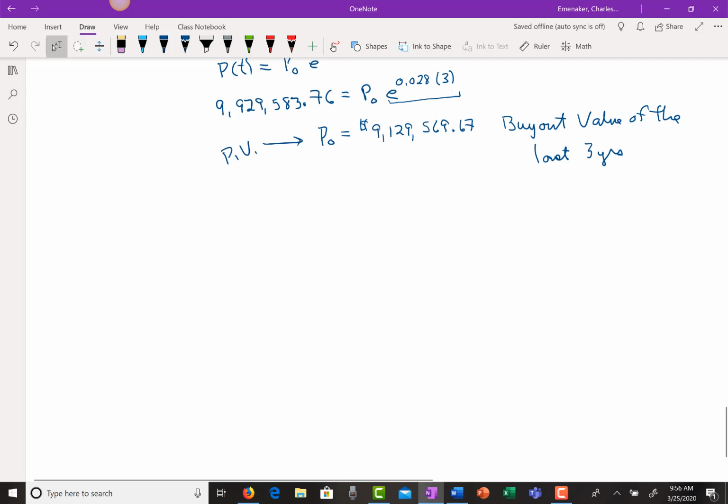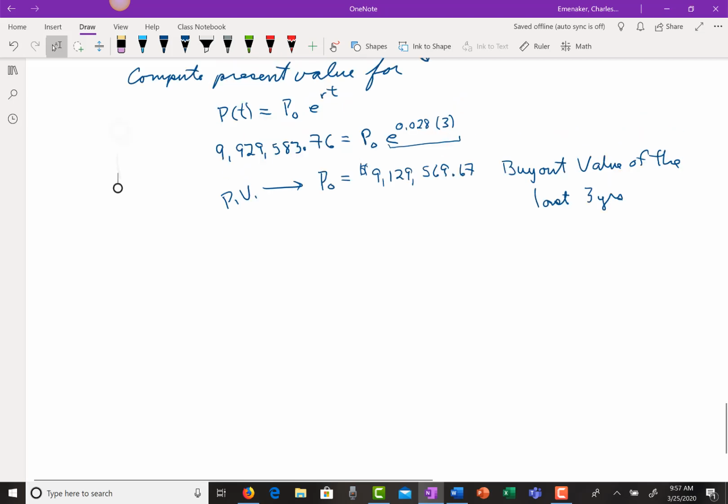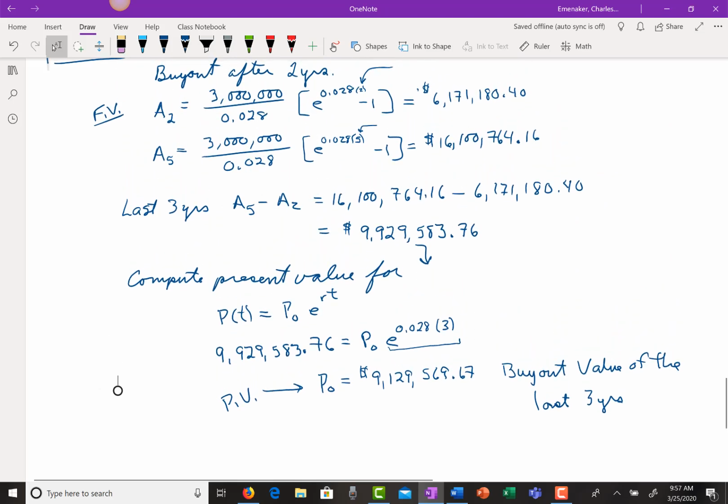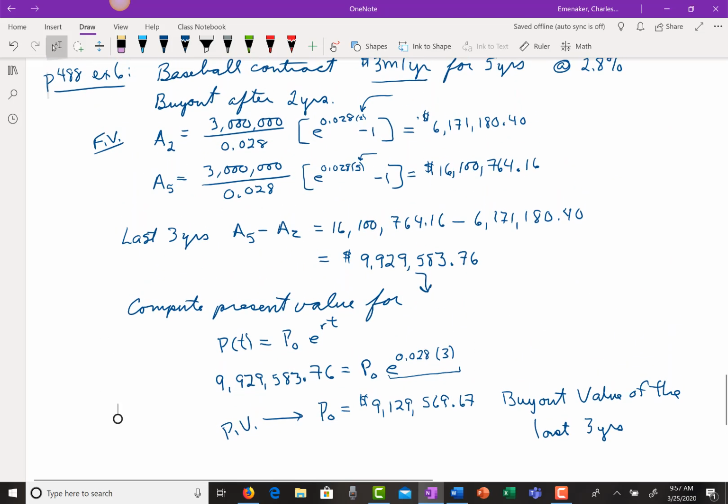Okay, so what winds up being the case is if the team manager, owner, whomever decides that this player needs to move on for whatever reason, they can buy out the last 3 years of the contract, and they have to work with the agreed upon percentage rate. If the agreed upon percentage rate in the contract is 2.8%, to buy them out, to give them their walking papers today, you got to cut them a check for $9.1 million. Wow.